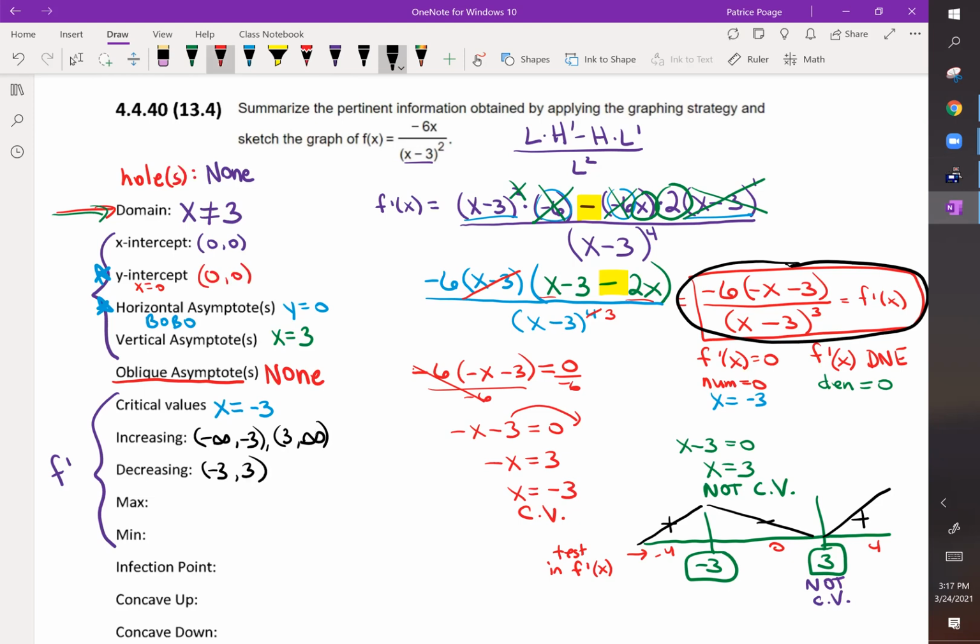For a maximum, it looks like we go up and then down around -3. So we're going to have a maximum at -3 something. How do we find the y value for that? You plug the x value into the original. Yes, plug it back into the original up here. And when you do that, I want to say you get 1/2. And then for a minimum, this is where you want to make sure you wrote not a critical value because it looks like a minimum, but it's not because it's not a critical value. So there is none for minimum.